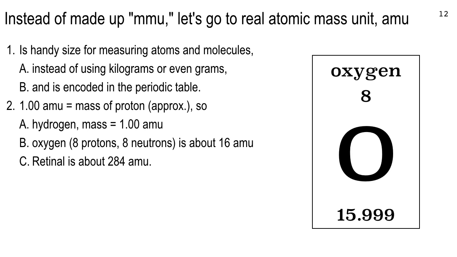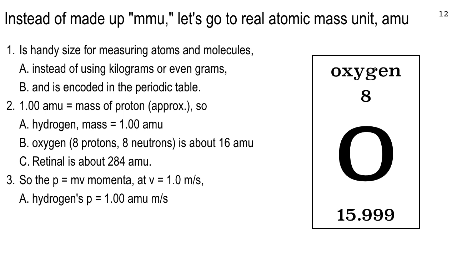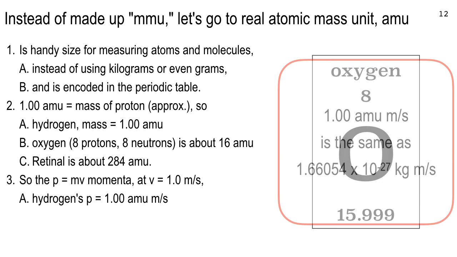All right, and we're going to do a clicker question here in a second, and you're going to figure out the momentum of retinal, whose mass is 284 AMU. So if we took each of these atoms or molecules and got them up to 1 meter per second, that's about 2-point-something miles per hour, hydrogen would have a momentum of 1.00 AMU meters per second. All right, and you could read that right off the periodic table.